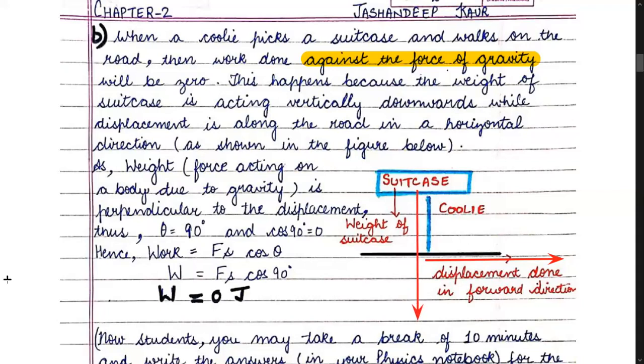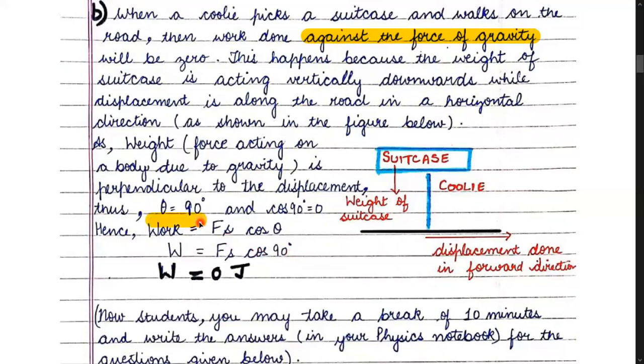They are perpendicular to each other. Yes. So thus, what happens here? The angle between the force due to gravity, that is the weight of the suitcase, and the displacement of the coolie is 90 degrees. And since cos 90 is 0, hence the work done will also come out to be 0.